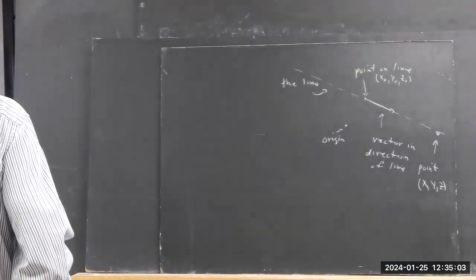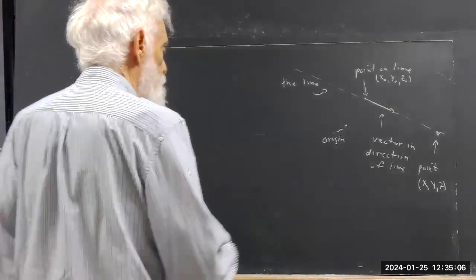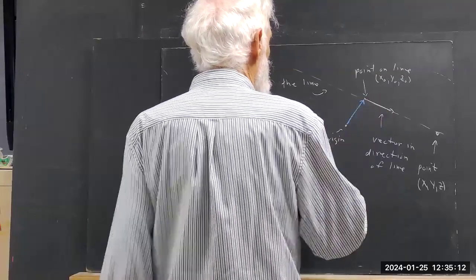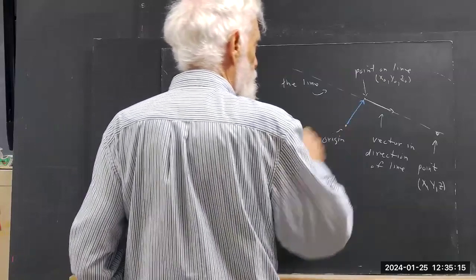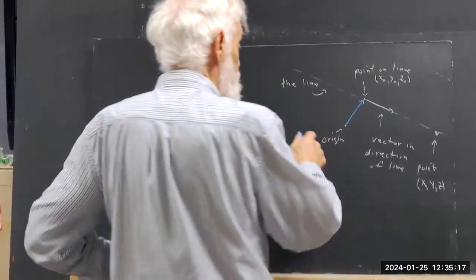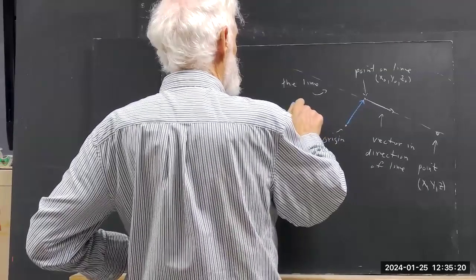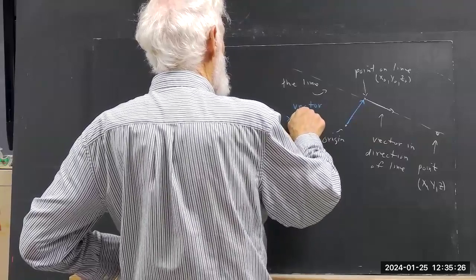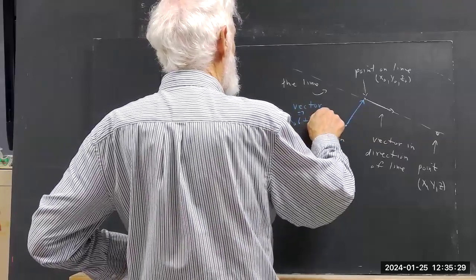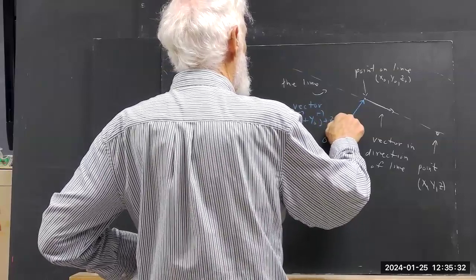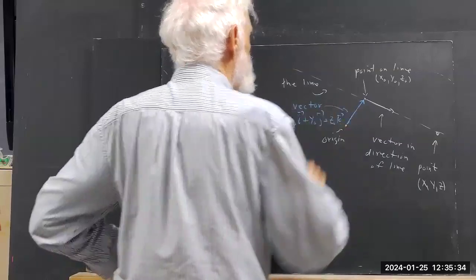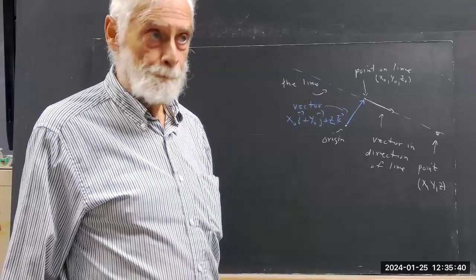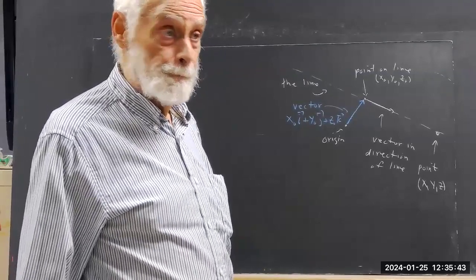So we could posit this vector, which we might or might not use depending on mood. Here's the vector X naught I plus Y naught J plus Z naught K. Right? Okay.